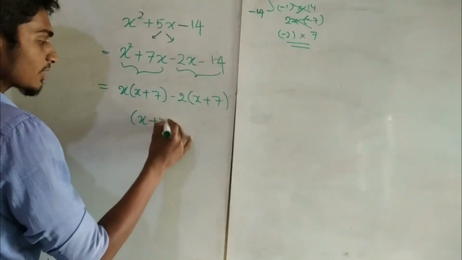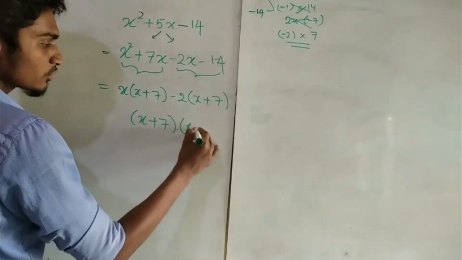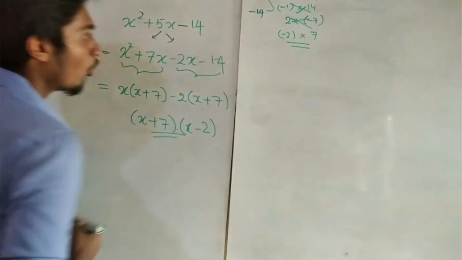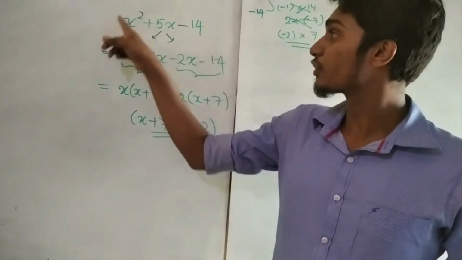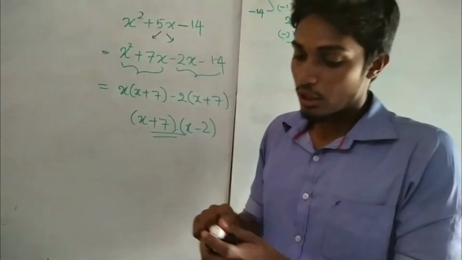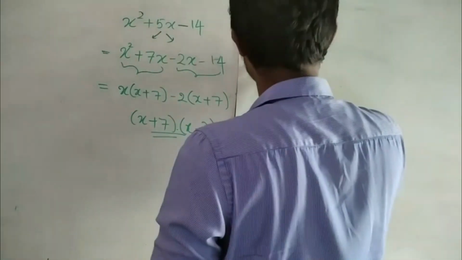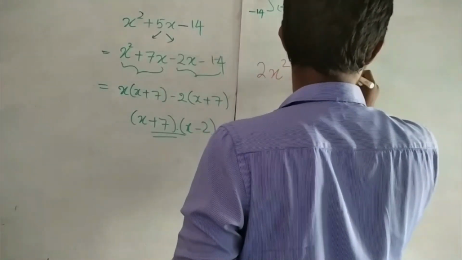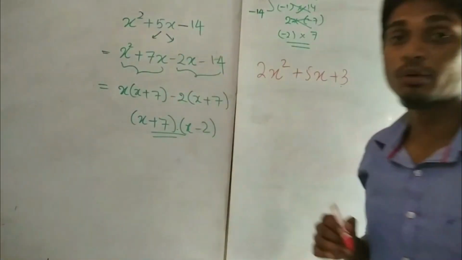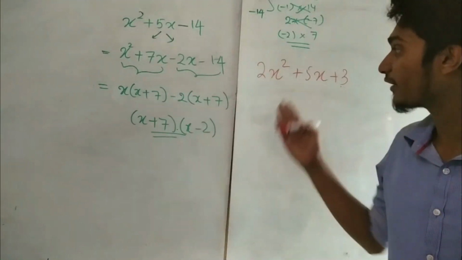So you are having x plus 7 into x minus 2. That's it. This is the whole factorizing story when you have the coefficient to be 1. Now here the coefficient is 1, right? Now what if you have an example like this, 2x squared plus 5x plus 3. So what are you going to do like that? But what if you have something like this?